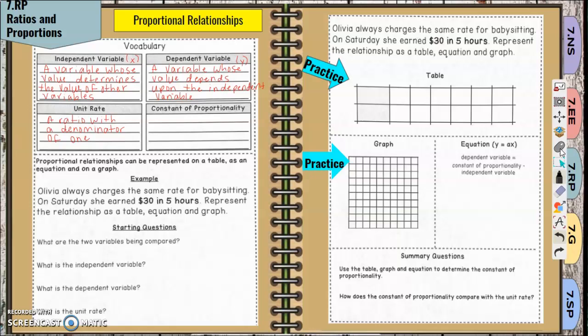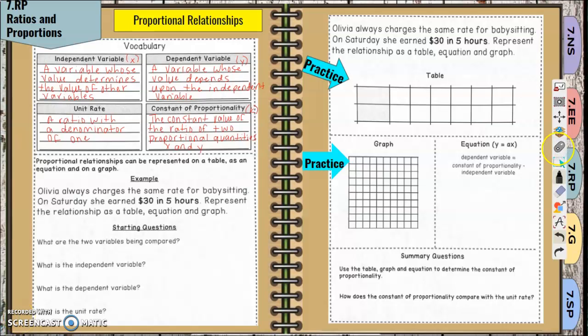And our last vocabulary word is constant of proportionality. Constant of proportionality is the constant value of the ratio of two proportional, meaning equal, quantities, X and Y. And we use the variable K to represent the constant.